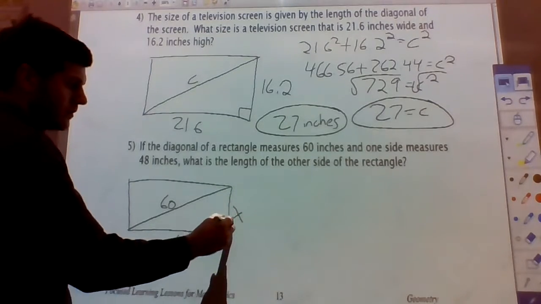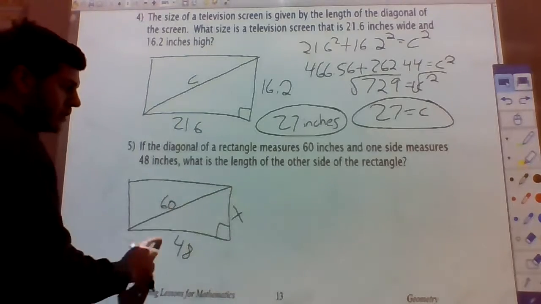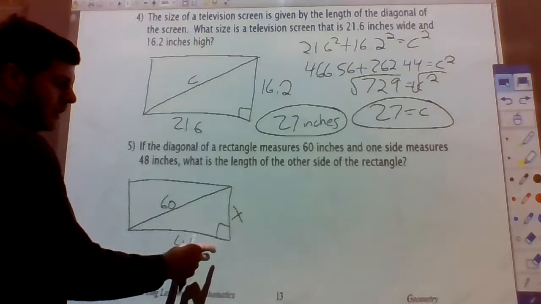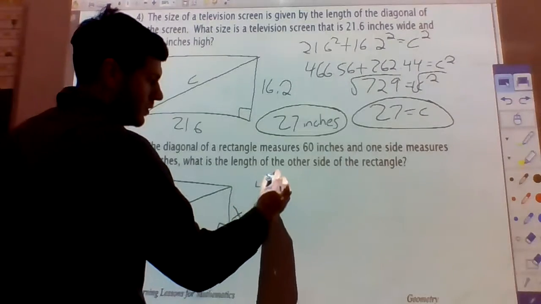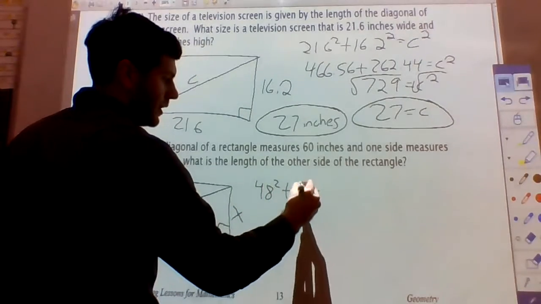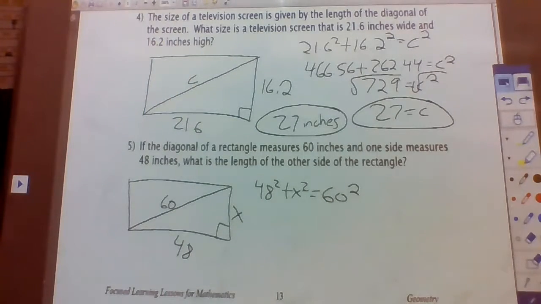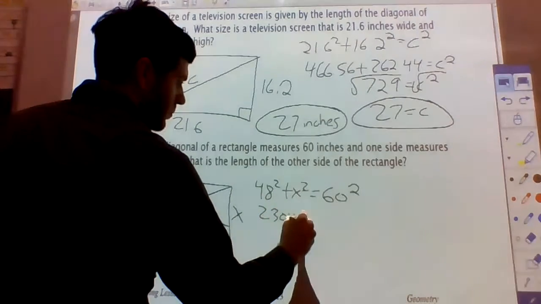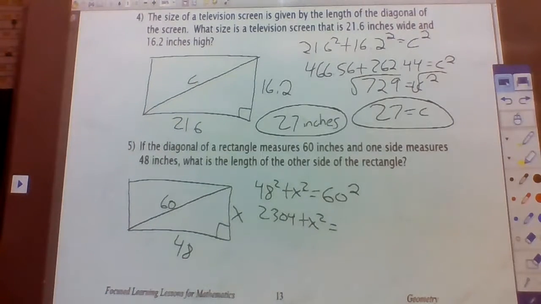Okay, again, rectangles are defined as having 4 right angles. So we have a triangle here. Right triangle, right? The right triangle is defined as a triangle with a right angle. So the two sides adjacent to the right angle are 48 and the unknown side, which we're going to call x. So we have 48 squared plus x squared is going to equal the hypotenuse squared, and that's 60. So 48 squared is 2,304 plus x squared equals 60 squared, which is going to be 3,600.